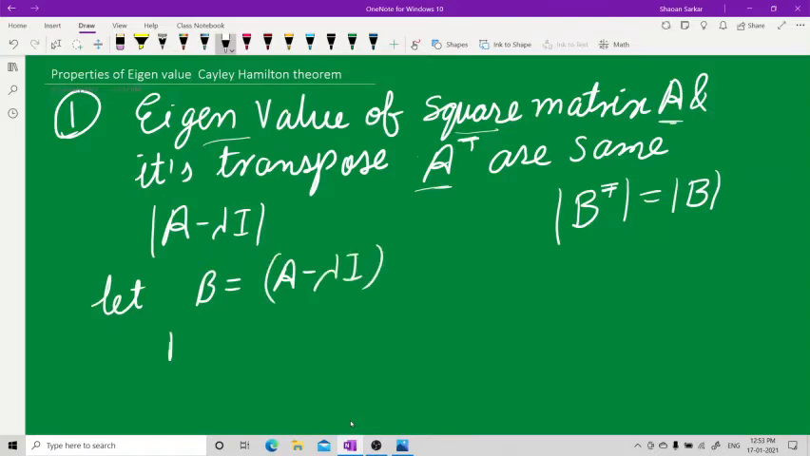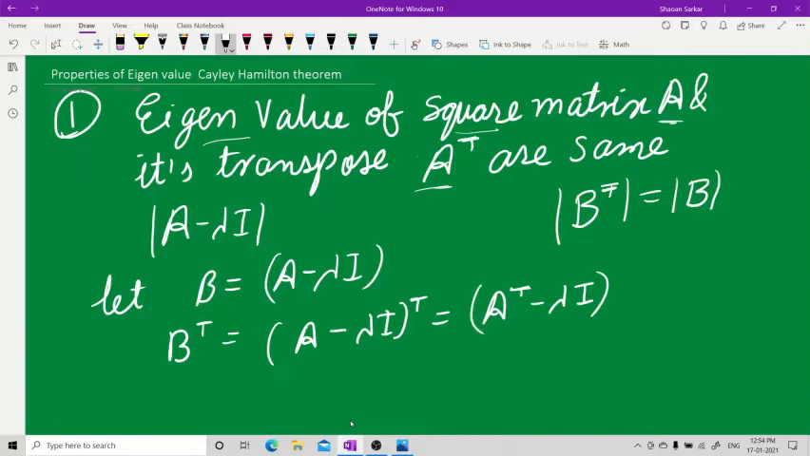Now I take the transpose of B. So what I'll get is A minus lambda I, whole transpose. This will give me A transpose minus lambda I transpose. I transpose is just I itself. Now I take the determinant of this B transpose.